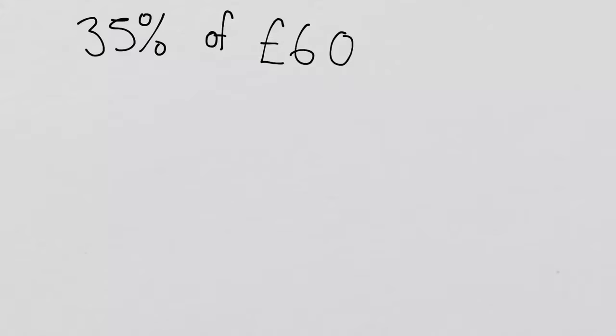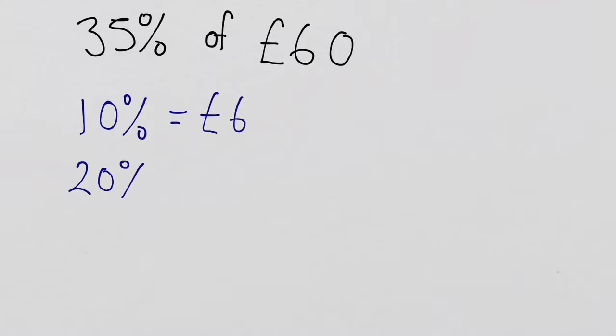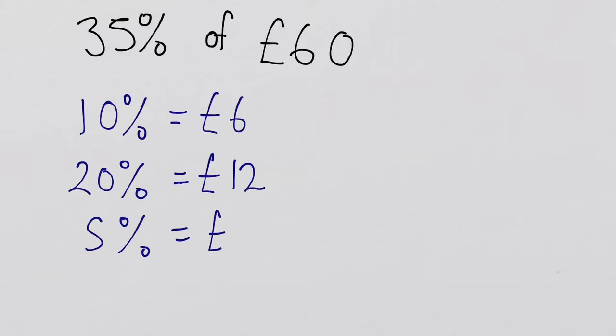Now a question could ask you to do 35% of £60, so you need to think what percentages can you make to get 35%. So the safe one to go to straight away is 10%. 10% is £6. So I can now work out 20%, which is £12 just by doubling my 10%. I can work out my 5%, which is half my 10%, so that's £3. And to get 35, that's 10 add 20 add 5.